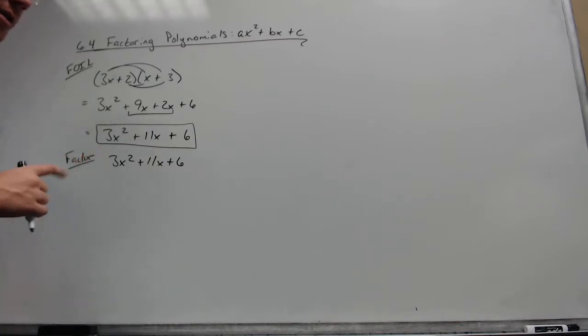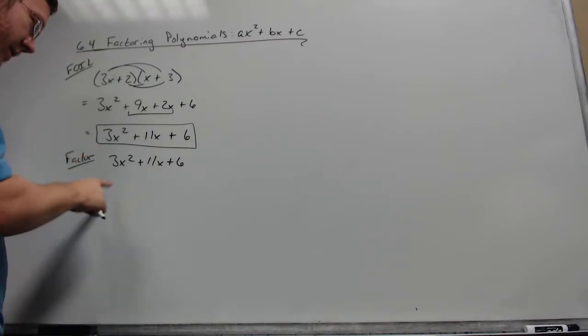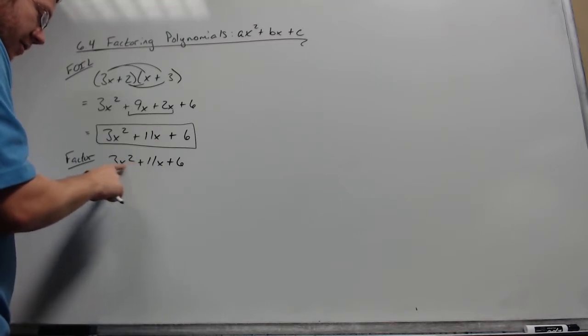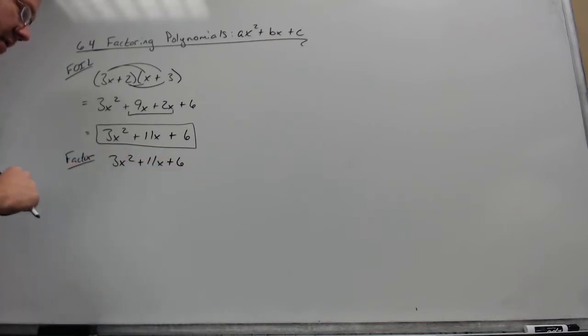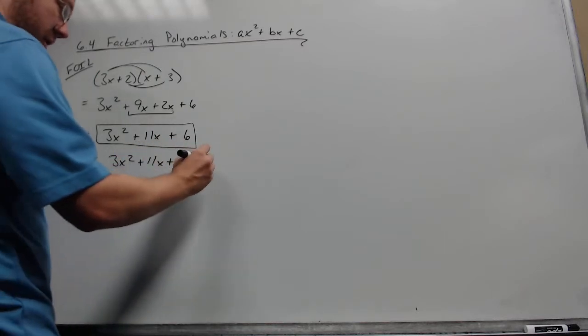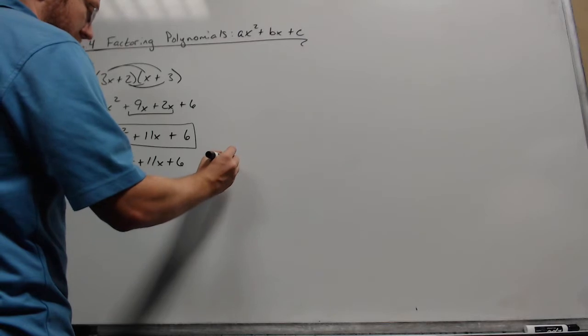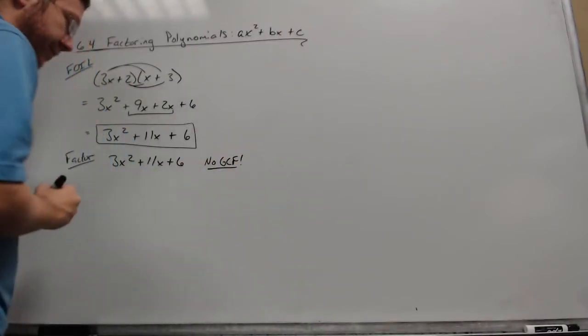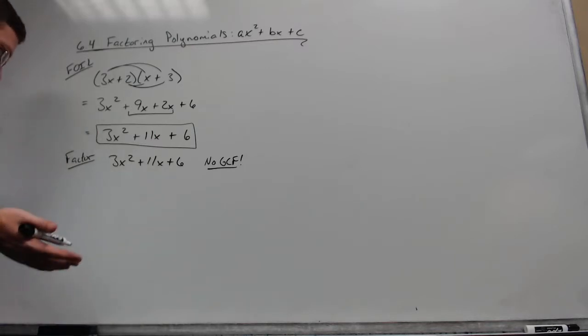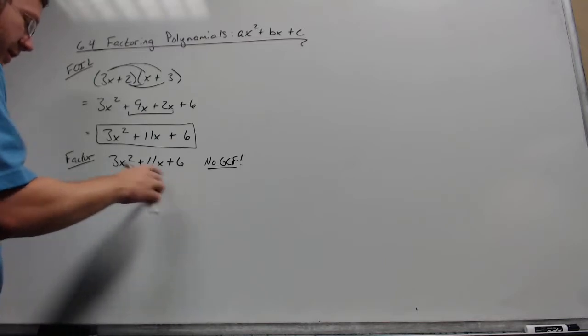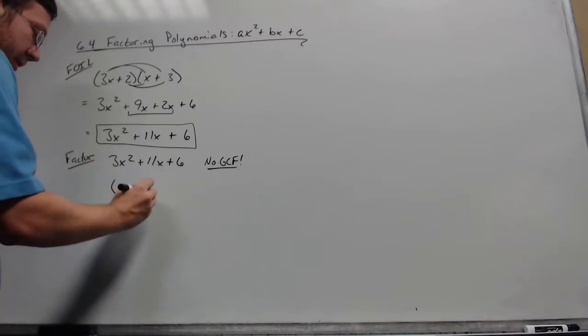Our first question that we ask ourselves, as always, now that specifically there's a coefficient with the first term, we might have a common factor. But if I'm looking at 3, 11, and 6, I don't see any significant number that's going to work. So again, I want to point out there's no GCF in this case. And if there's no GCF, our only option for this class is to factor this by unFOILing.